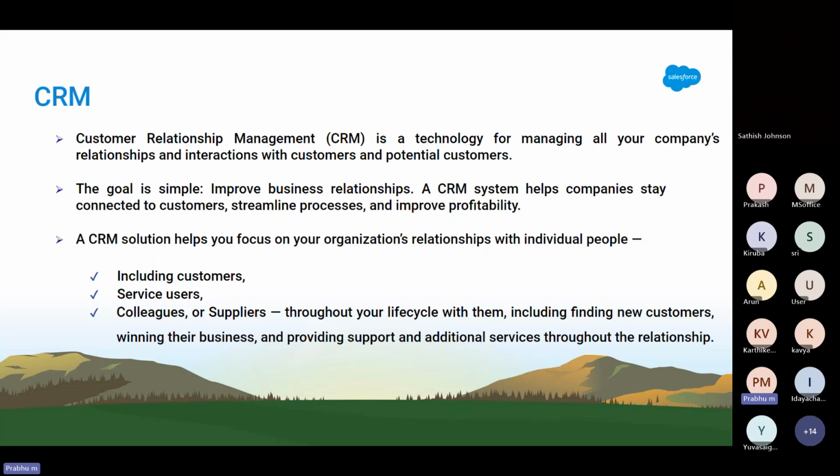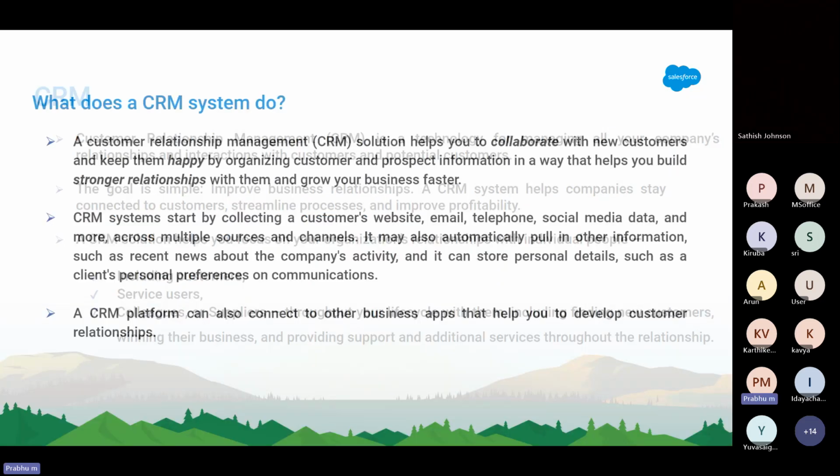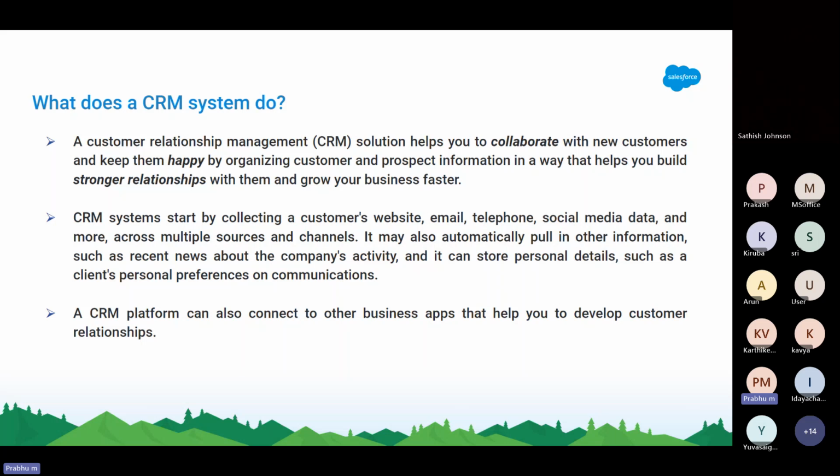In general, we need to keep a good relationship with the customer in order to get that information, track it, and give good service. That is a major thing with respect to CRM. What does the CRM do in the system? It should be able to collaborate with any new or existing customers to get prospect information, so it can create a stronger relationship. That is a major thing. Then only will the business grow much faster.